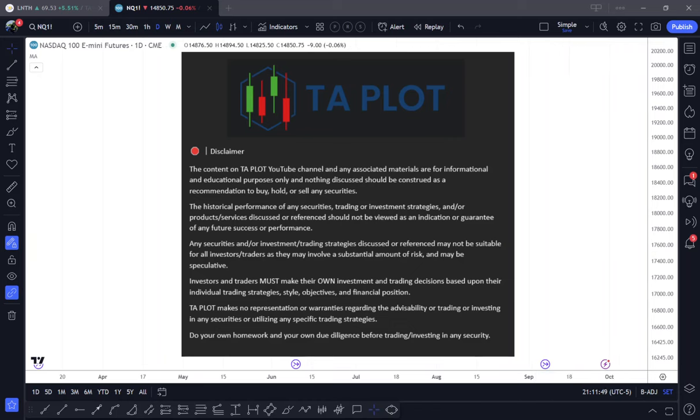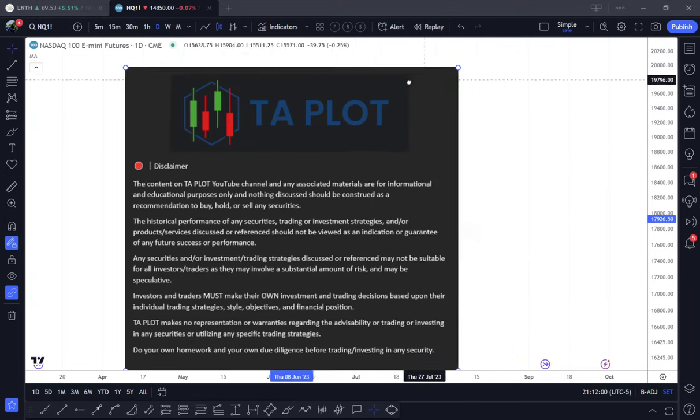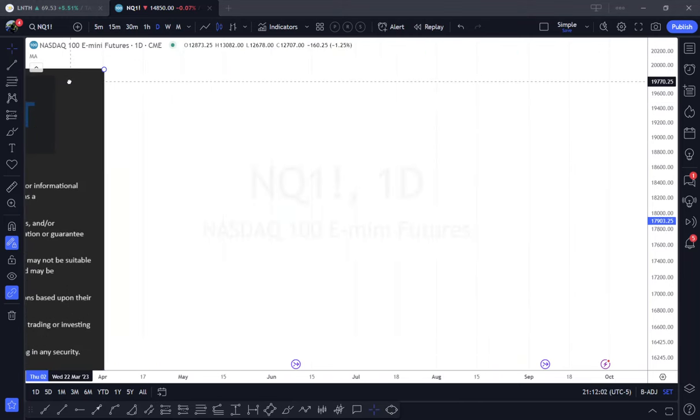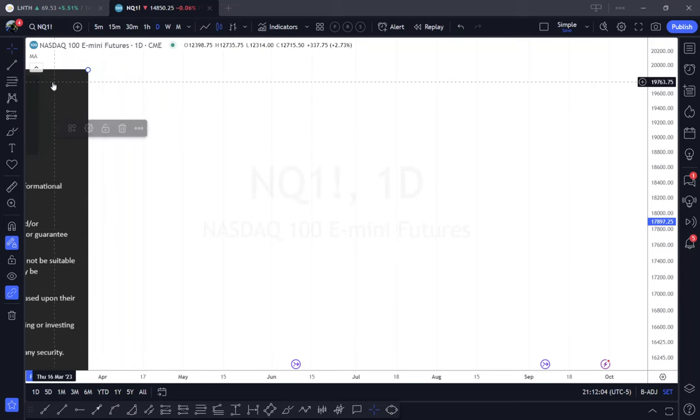So let's get started. Disclaimer, again, do your own due diligence, your own homework. It's not a recommendation to buy or sell. Let me try to explain a little bit before we move to examples what I mean by left side and the right side of the base.